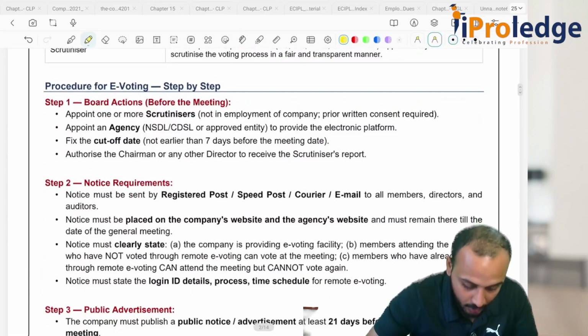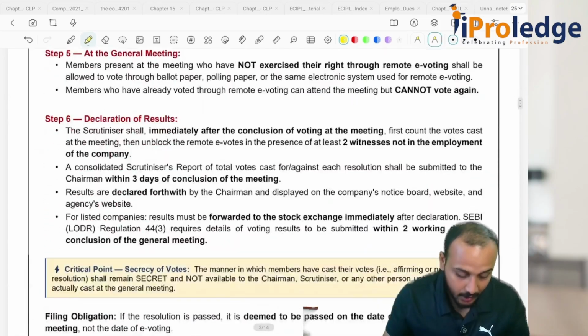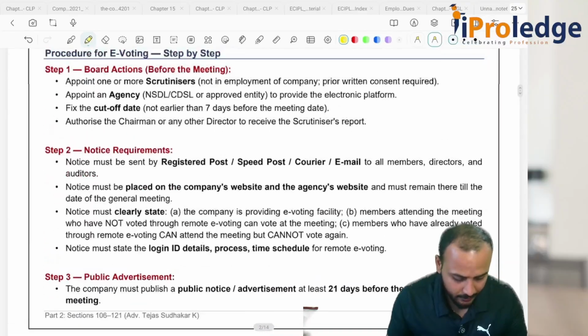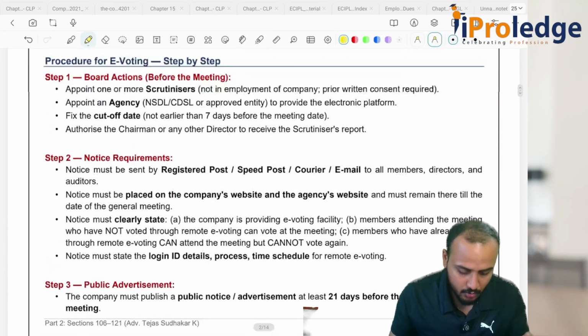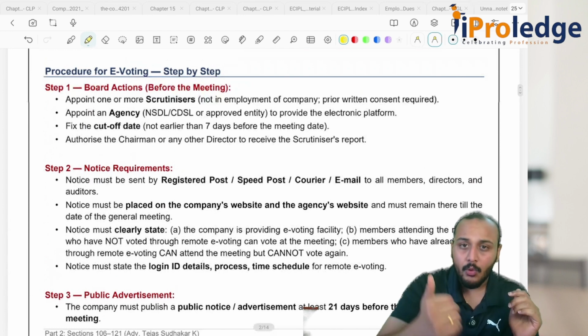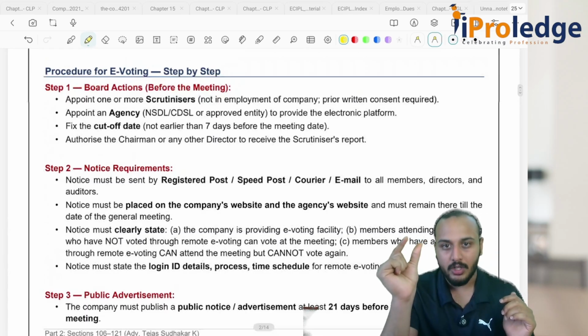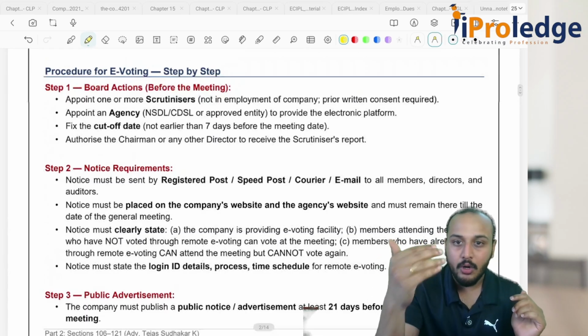Now let's look at the procedure of e-voting. There are six steps in total. First, board actions. What should you do? Appoint scrutinizers, appoint an agency, and fix the cutoff date. What is this cutoff date? It is the date on which the list of shareholders is taken, because every day the number of shareholders will be changing.